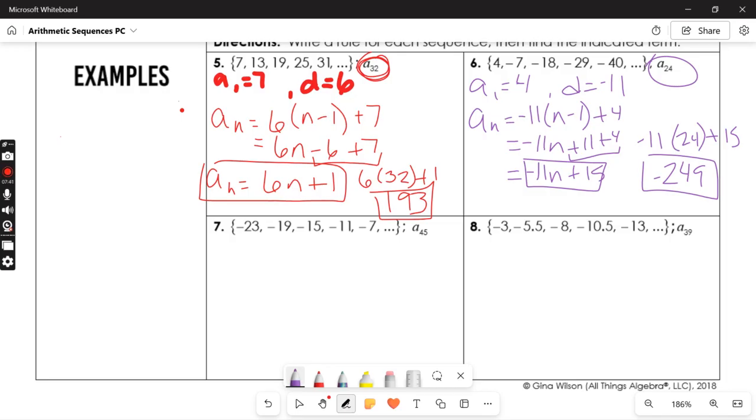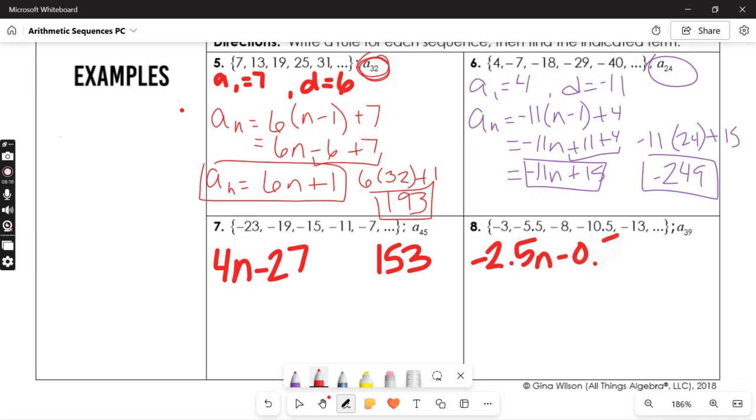Go ahead and try the next two on your own, and then check them with the video. Okay, so on number 7, your formula should be 4n minus 27, and your 45th term should be 153. On number 8, your formula should be -2.5n minus 0.5, and then a_39 would be -98.